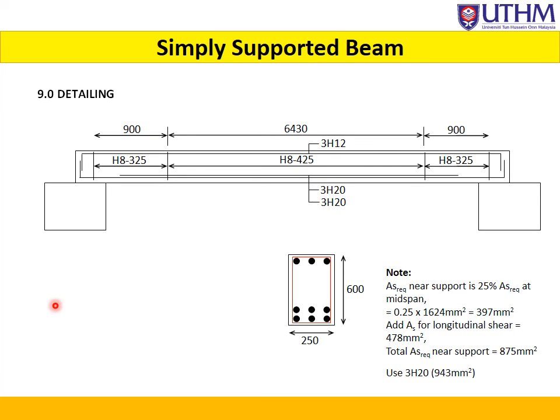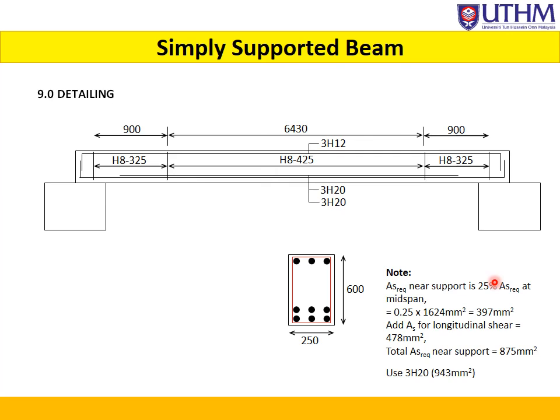This is the last part of our design process, which is detailing. Detailing should have a beam cross-section with reinforcing bars. The view of the whole length of the beam with top, bottom, and link arrangement are also shown. Curtailment for tension bar can be done near the support. Look at the note here on how curtailment is made.